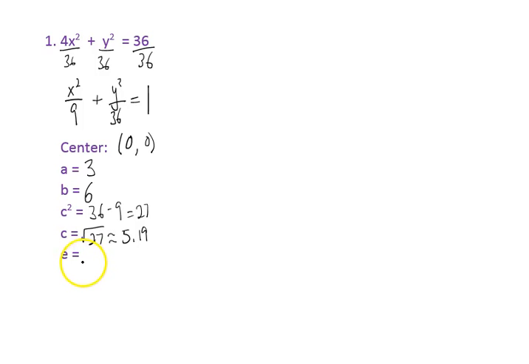Then if they ask about the eccentricity, I'm doing c, which is the 5.19 or square root of 27, over the square root of the big number. And in this case, the big one was 36. So that's about 0.865 if they ask for that.